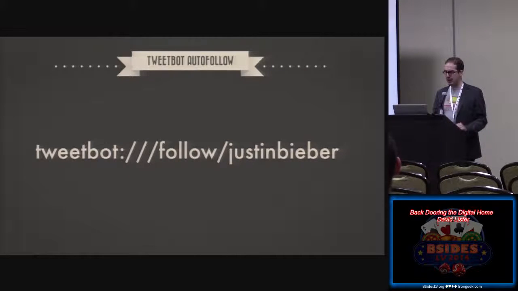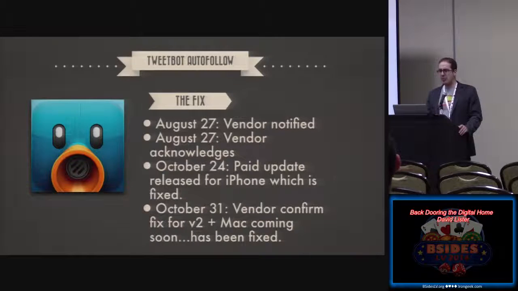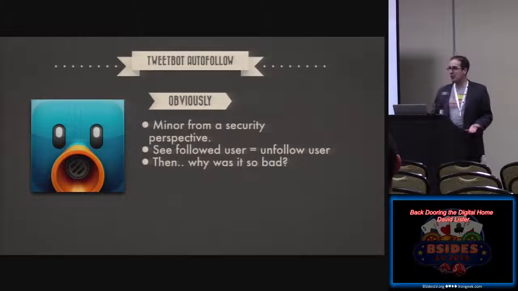So I notified the vendor. They acknowledged that this was a security issue. It took them a little while. They released a paid upgrade which fixed the issue, and then they went back and it did fix the previous version. So that took a while. And from a security perspective, that's not the end of the world. I mean, you just followed someone, you can unfollow them. So why is it so bad?